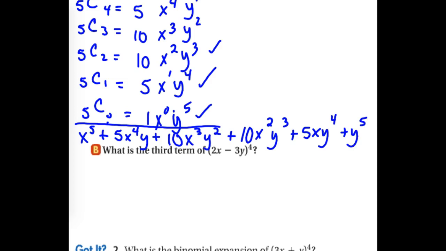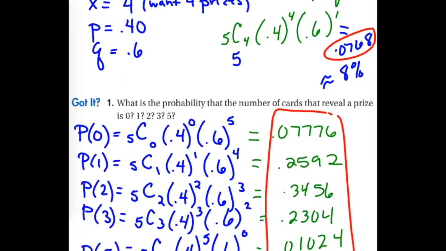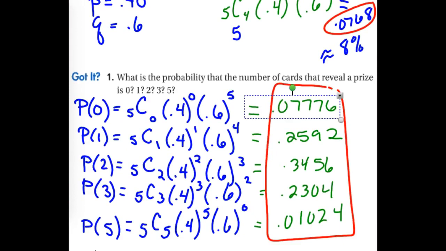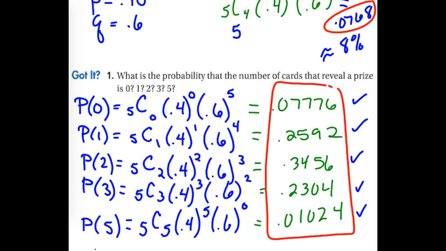So what I want you to see is that each of these terms is really the same thing we just did over here. Each of these terms. Here's one, here's one, here's one, here's one. So we're really setting it up the same way that we did when we were expanding a binomial to figure out binomial probabilities.